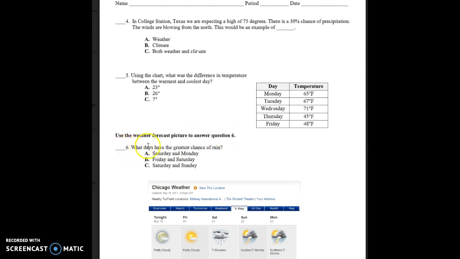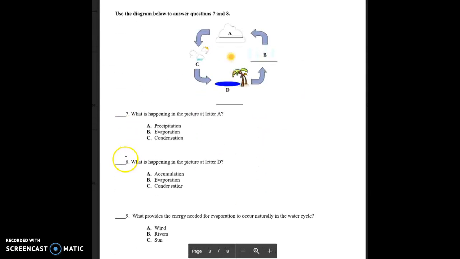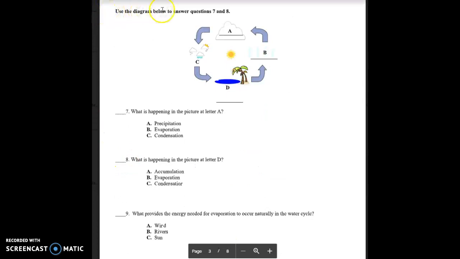Number 6. What days have the greatest chance of rain? A. Saturday and Monday. B. Friday and Saturday. C. Saturday and Sunday. Use the diagram below to answer questions 7 and 8.